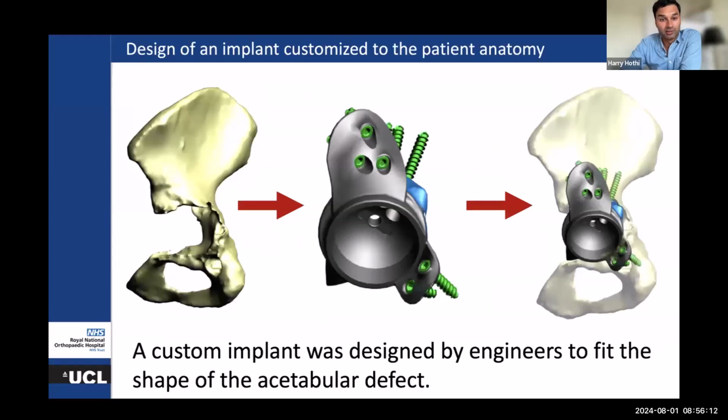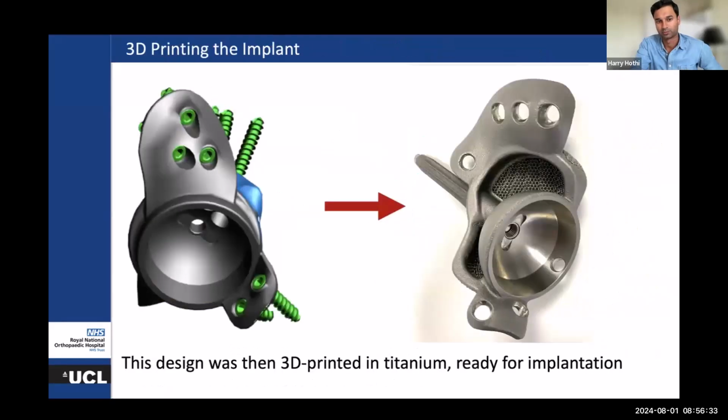So engineers took the CT scan from one of the manufacturers and designed an implant to fit the shape of the cavity of the acetabular defect that was left behind. And there's always some back and forth between the surgeons and the manufacturers to get the design right, and things like screw positioning, for example. So this implant was, of course, then 3D printed in titanium, ready to be implanted.